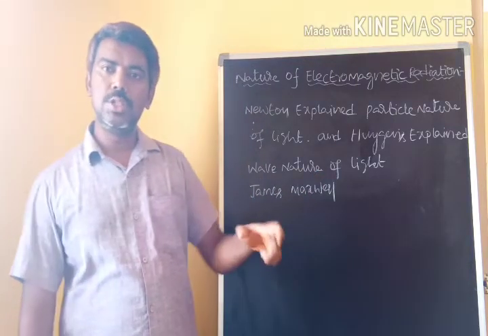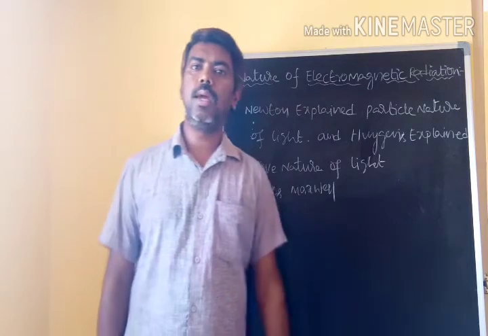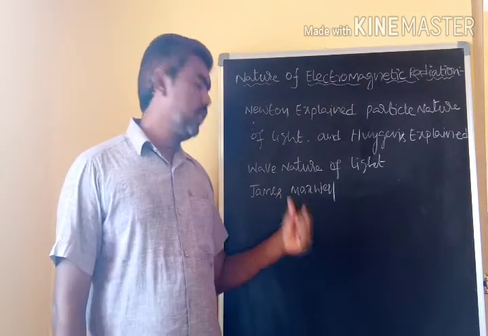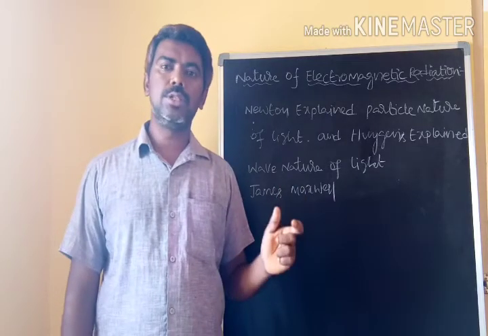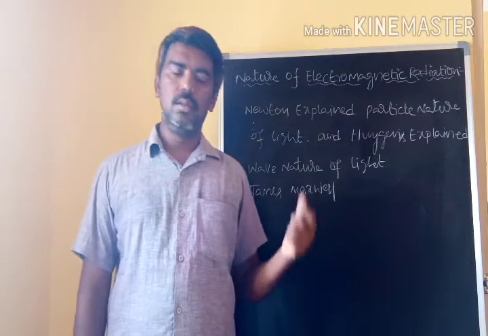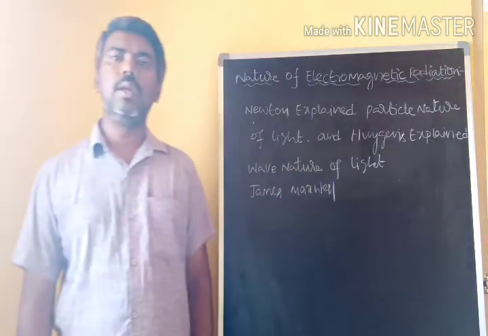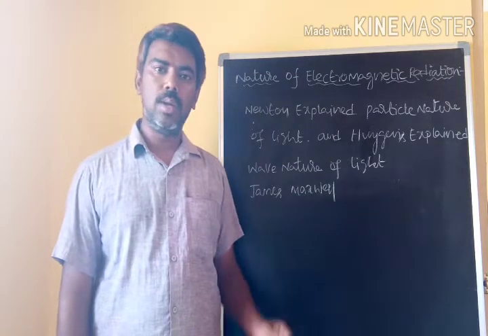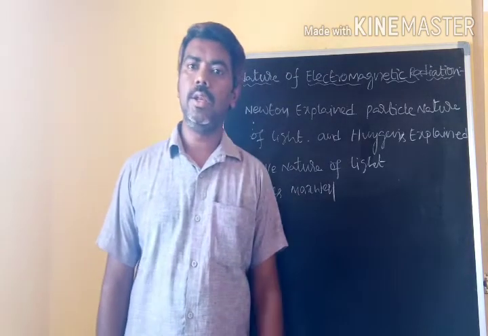Here the wave consists of an electric field as well as a magnetic field. Light propagates in the form of a wave, and that wave consists of both an electric field and a magnetic field. That's why that wave is called an electromagnetic wave or electromagnetic radiation.